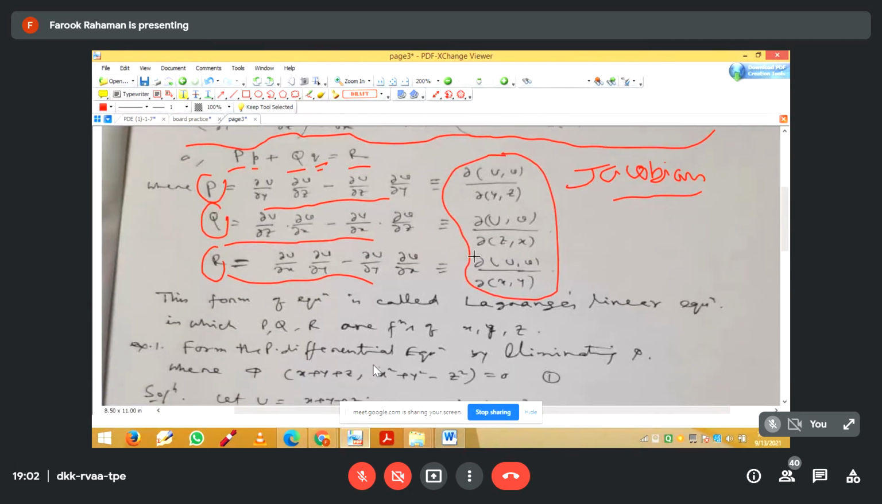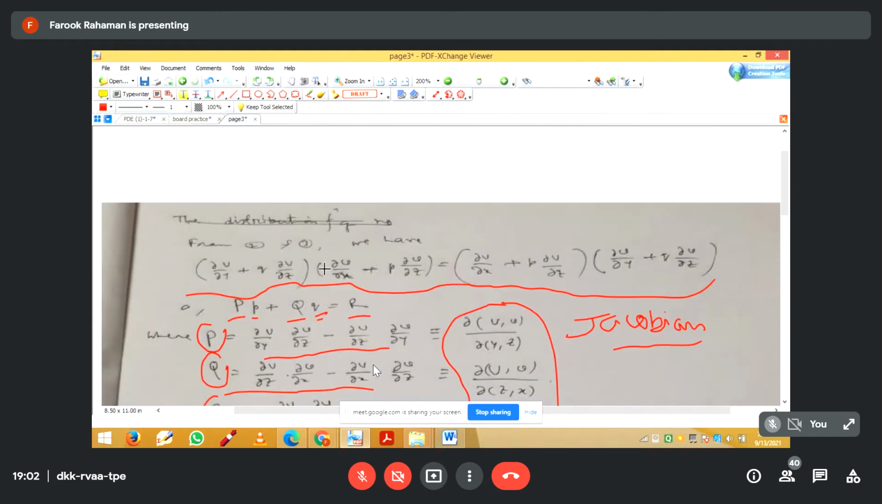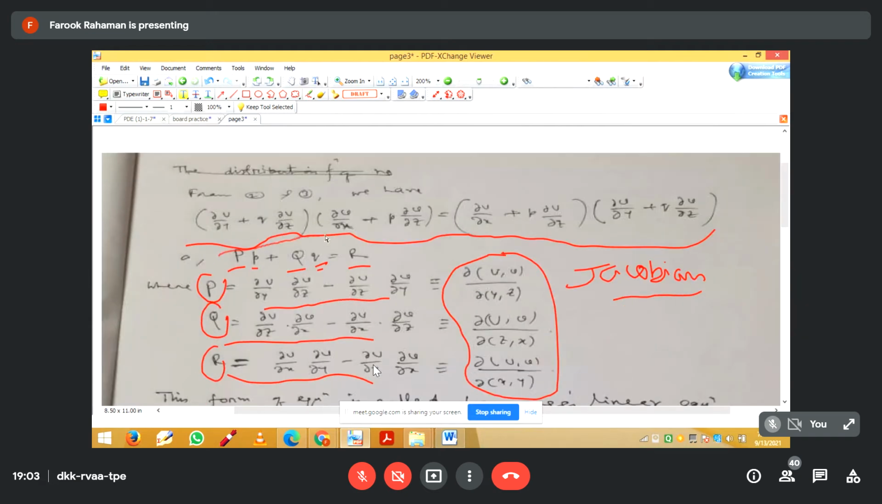Now this form of equation is called the Lagrange linear equation. This is our equation, obtained by eliminating phi. In this way, one can easily construct from any given arbitrary function, by eliminating that arbitrary function, a partial differential equation.